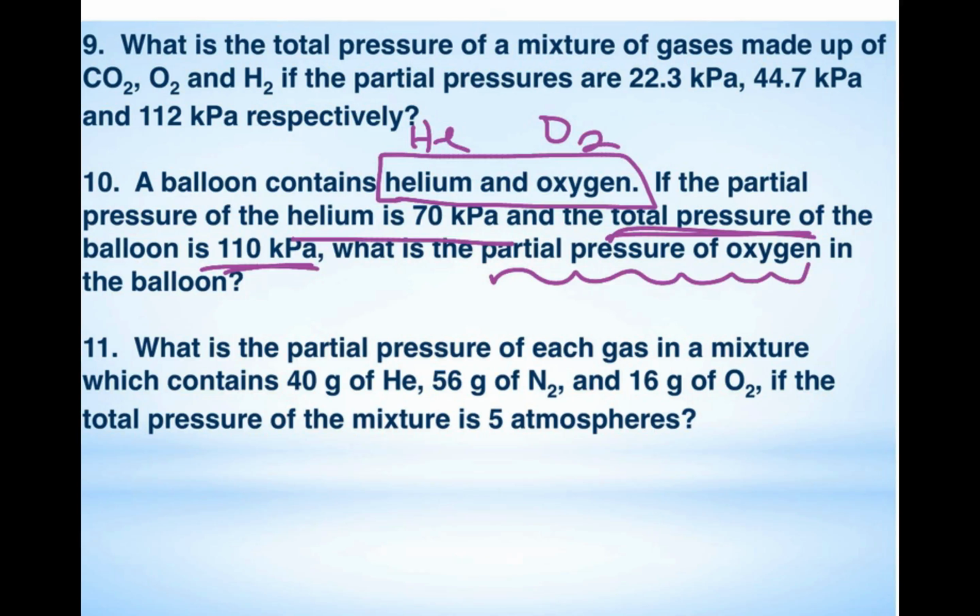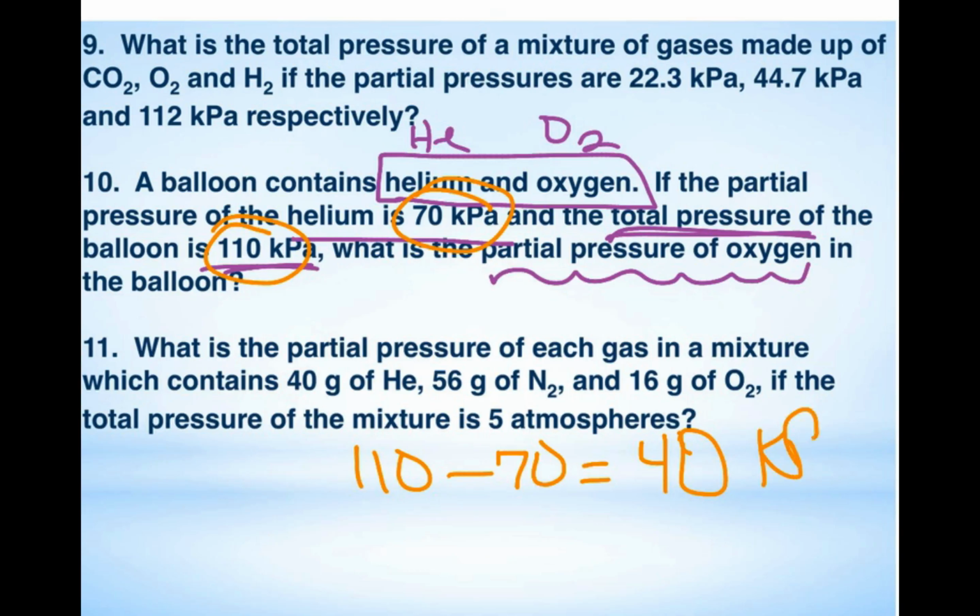Well, what's my total pressure? My total pressure is 110. And my partial pressure of helium is 70. That means 110 minus 70, that's going to give me a partial pressure of 40 kilopascals for oxygen. So what's the partial pressure? 40 kilopascals.